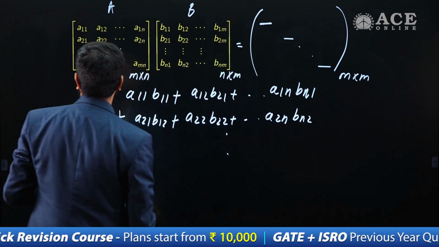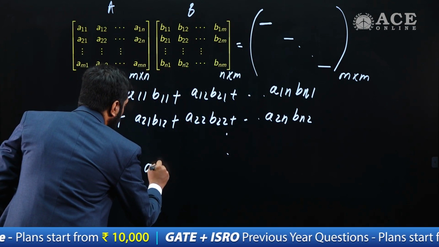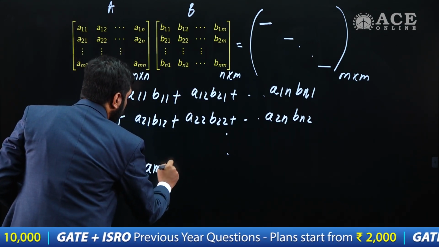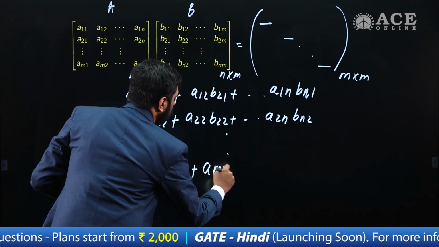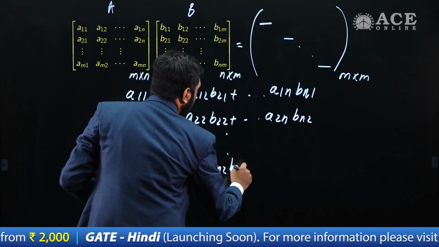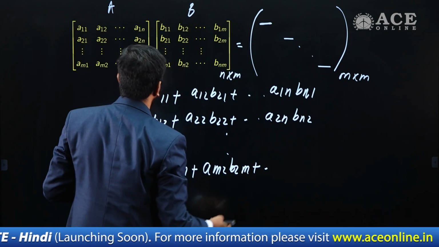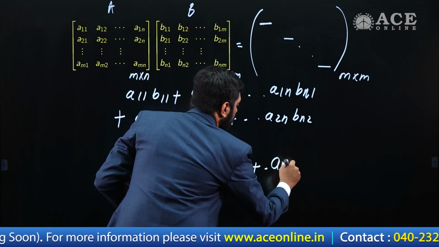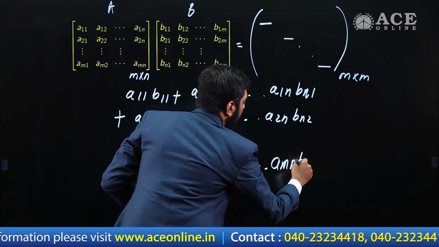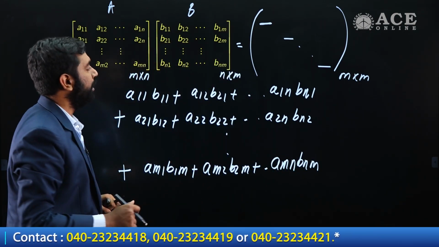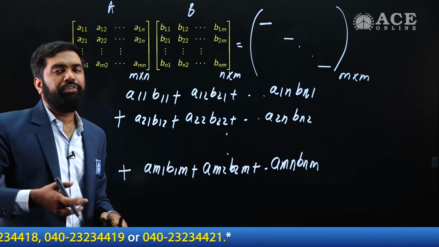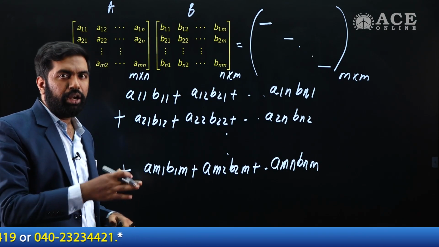So let's multiply that. Am1 into B1m plus Am2 into B2m plus so on, Amn into Bnm. Okay, so what is this? This is the trace of AB. In the same way, if you can find the trace of BA, we are done with this problem.